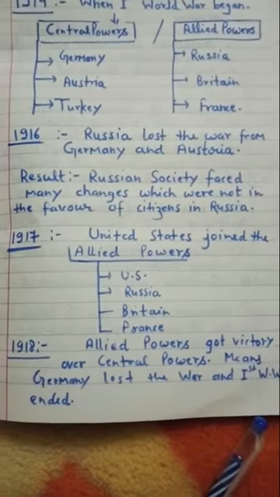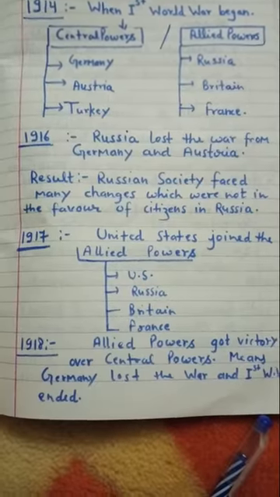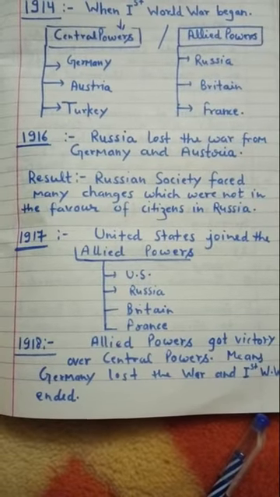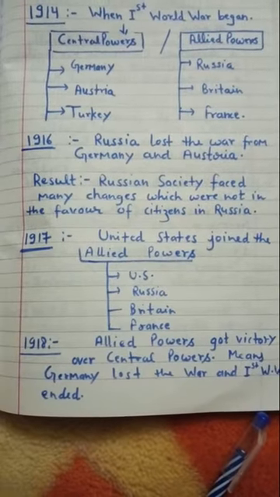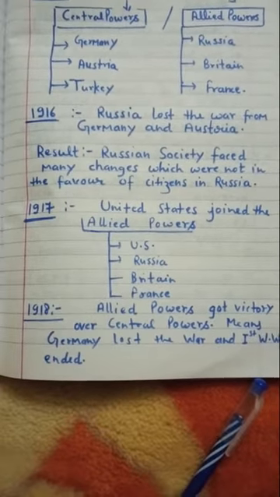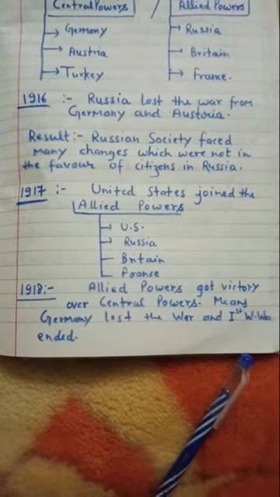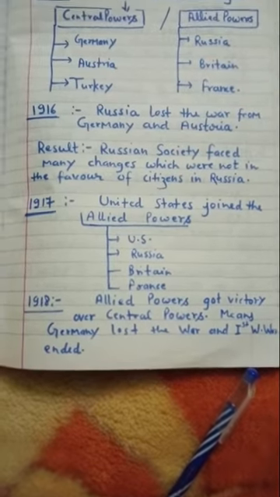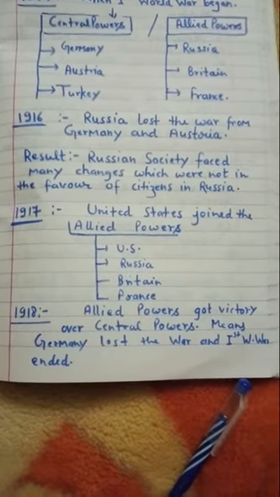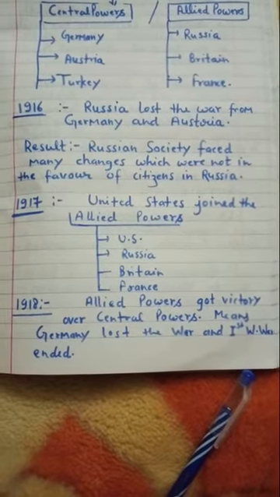Now, in 1917, the United States joined the Allied powers. The Allied powers now became the group of US, Russia, Britain and France. In 1918, the Allied powers got victory over the Central powers. Central powers means Germany, Austria and Turkey. It means Germany lost the war and the First World War ended.